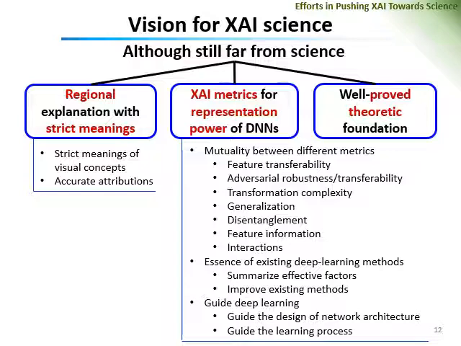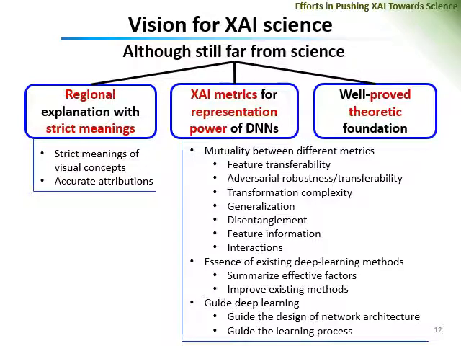The second is that we need some more metrics for the representation power of the neural network. For example, to explain the generalization power, or to explain the robustness of the neural network, we need new metrics. Third, we need some well-proved theoretical foundation for the explanation.